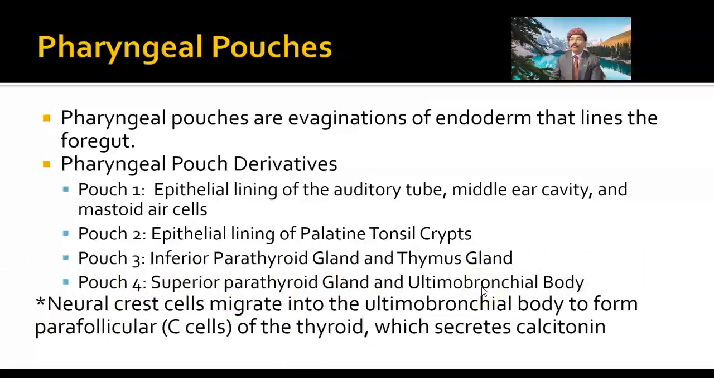That is coming from the fifth pouch, but it is incorporated into the fourth pouch because fifth pouch regresses in the human. Neural crest cells migrate into the ultimobranchial body to form parafollicular C cells of the thyroid, which secretes calcitonin. Calcitonin decreases the blood calcium level, puts back the calcium to the bone, and calcitonin is also a tumor marker in certain types of thyroid cancer like medullary thyroid carcinoma. The calcitonin level is increased. It forms the parafollicular or C cell of the thyroid.